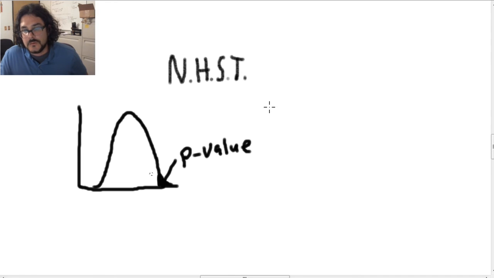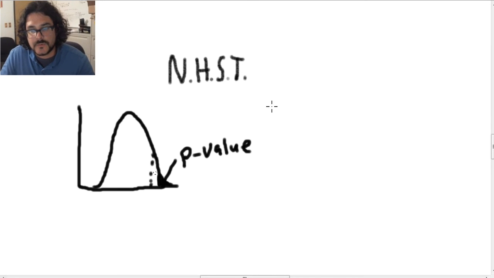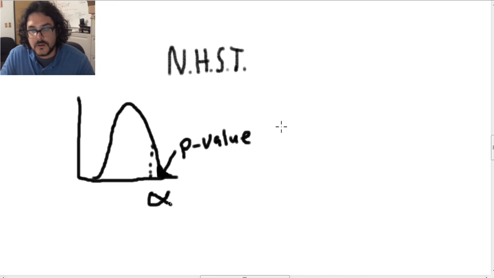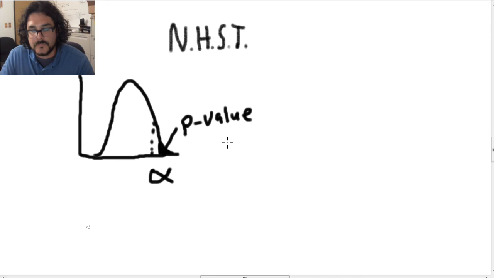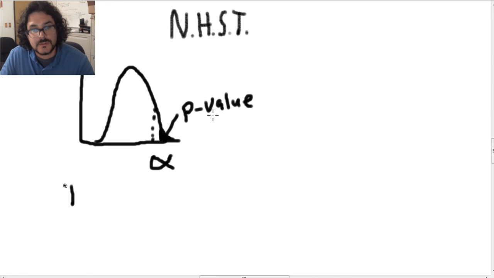Now your alpha is basically the maximum level you're willing to allow your p-value to be, the maximum level of type 1 error you're willing to allow before the study. So let's say you have alpha 0.05, that's going to be either the leftmost or the rightmost 5%. So that's your alpha.